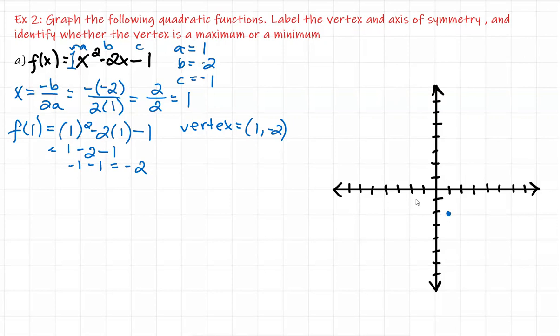Now we know one other point. We know our y-intercept. So the first thing you should do is find the vertex whenever you're graphing your quadratic functions. That's the first thing you should do. Find the vertex. The second thing you should do is find the y-intercept. And our y-intercept is our c value, and our c value is -1. So we know another point, 0, -1.